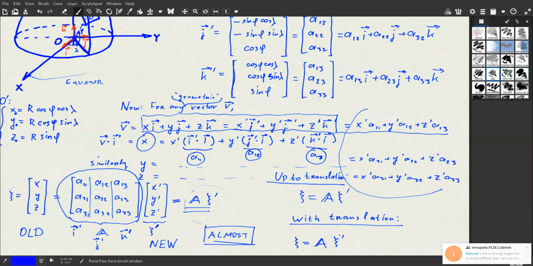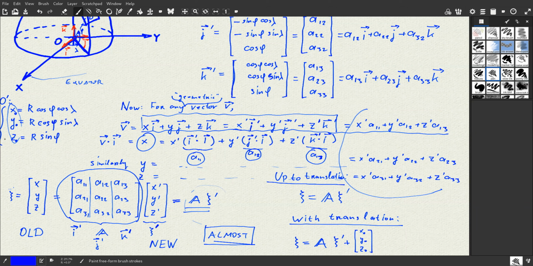When xi prime is 0, then we're in the origin of the topocentric coordinate system. So we're really in our point O prime, okay? What are the psi coordinates in this case? They're exactly x0, y0, z0, as defined here. So plus x0, y0, z0.